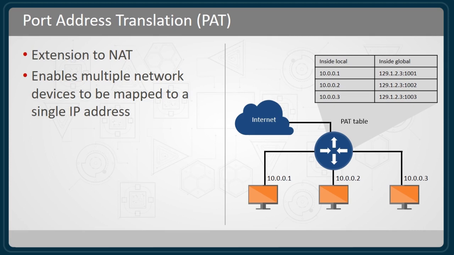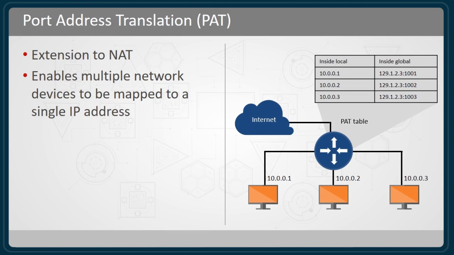So only one address. But I might need to get to three different servers, 10.0.0.1, .2 and .3. So if I can only see one address, how do I distinguish one system from another? Well, this is where port forwarding comes into play, or port address translation.